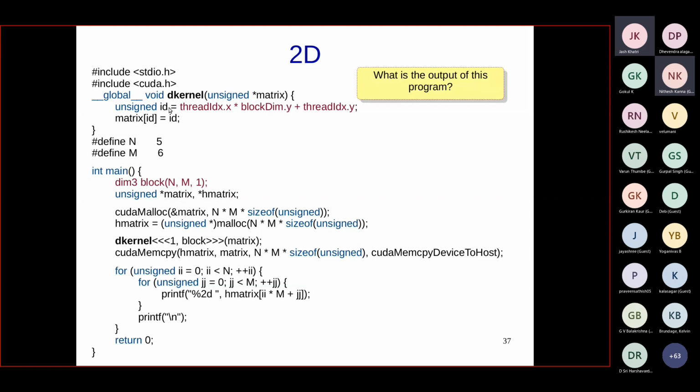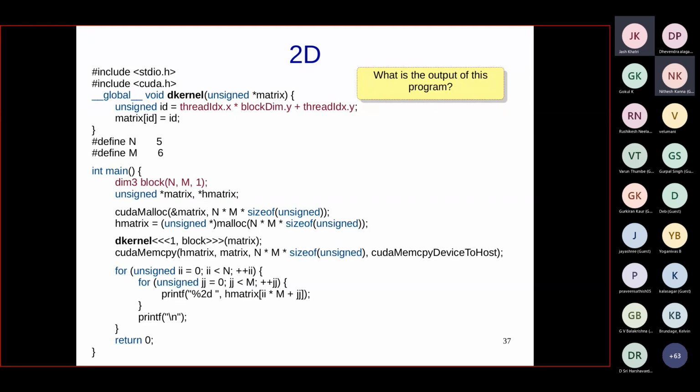For the next thread, it will be 1 comma 1. This expression will be evaluated to 7, and so on till the 30th thread. For the 30th thread, as you can guess, threadIdx.x will be 4 and threadIdx.y will be 5. So 4 into 6, which is 24, plus 5, which is 29. So the ID will be computed as 29, and matrix of 29 will be initialized to 29. So this is the entire execution flow.